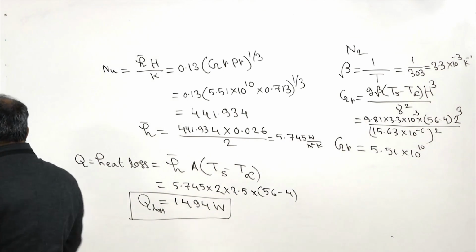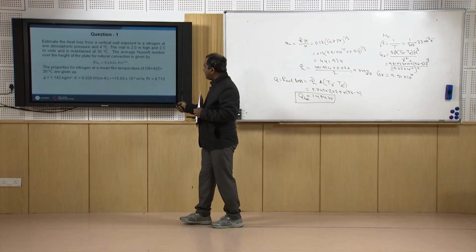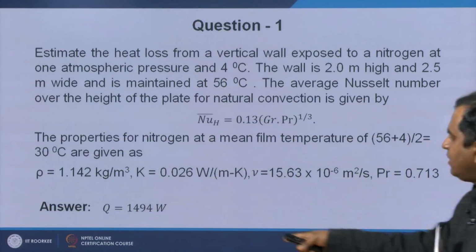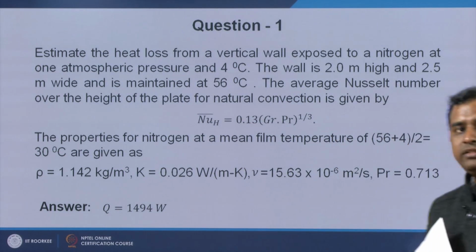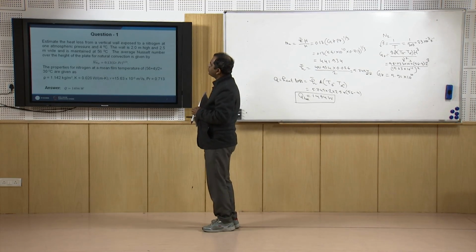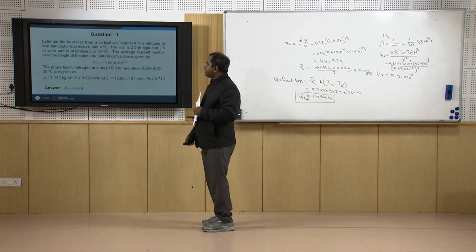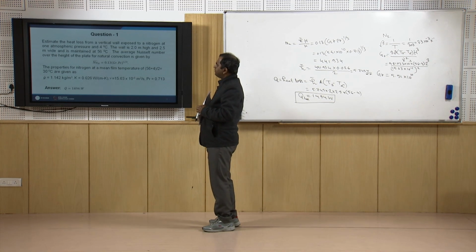Okay. So, let me show you the final answer over here. So, final answer is actually this one, 1494 watt. So, in this way you can actually do sums for natural convection. Let me show you the next problem.